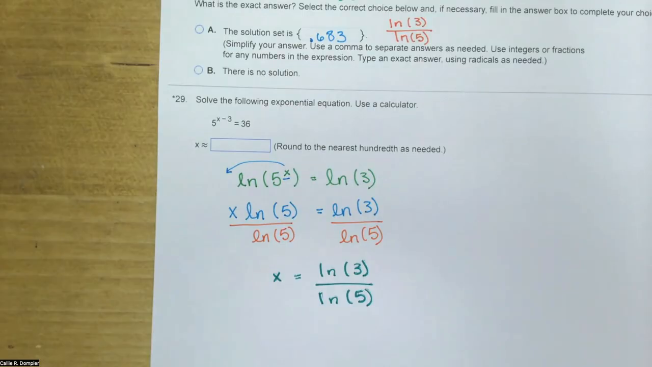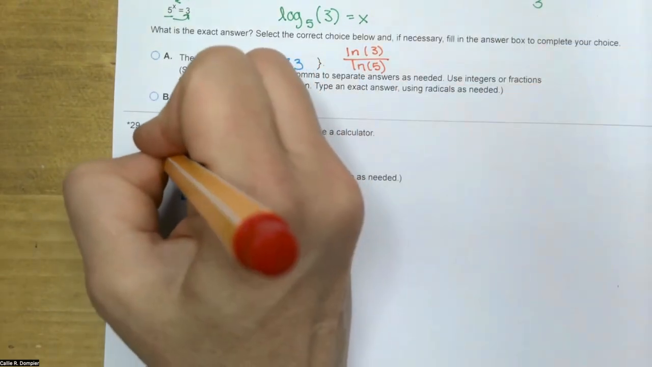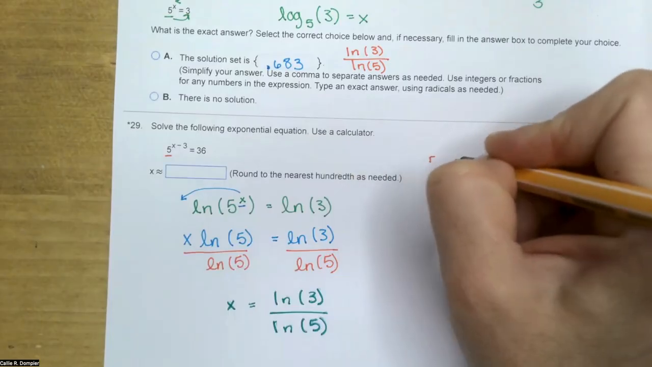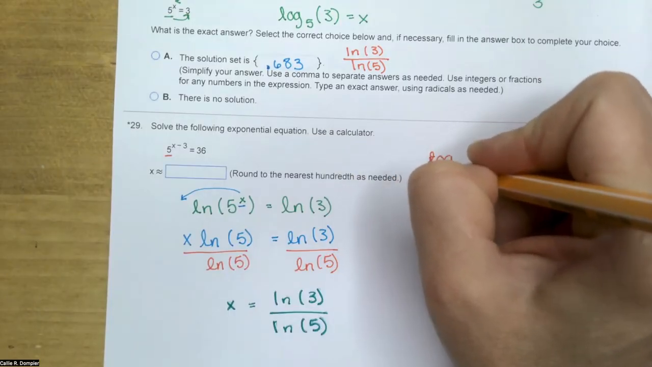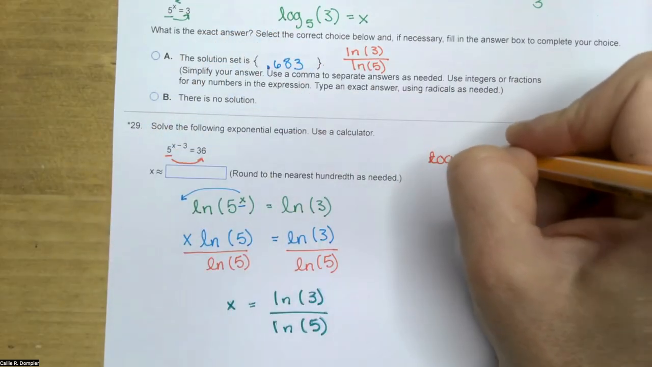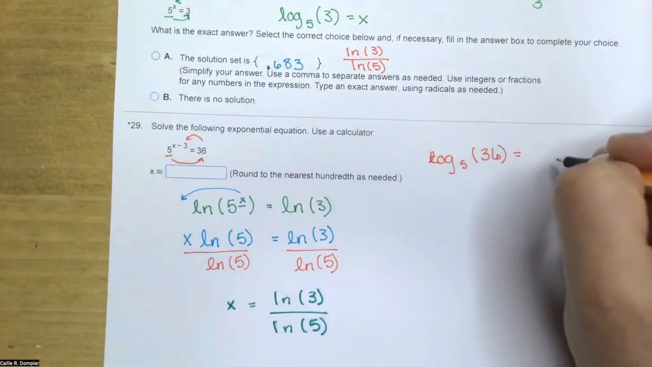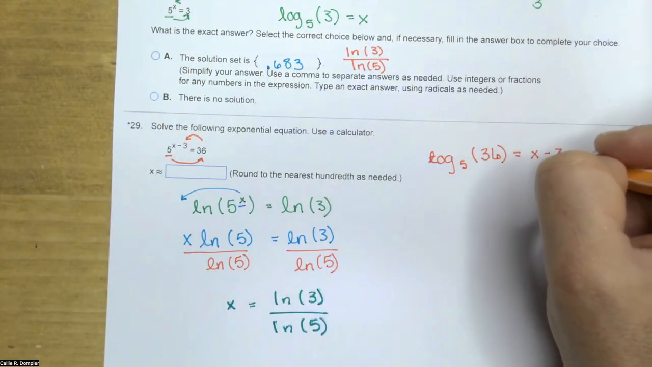So now they're saying for 29, solve the following exponential equation and use a calculator. So this time you could just create a log and put it into your calculator. So that's what we did for number 28, you can do for 29. So start with the 5. Oh, sorry. Log base 5 of 36 is equal to x minus 3.